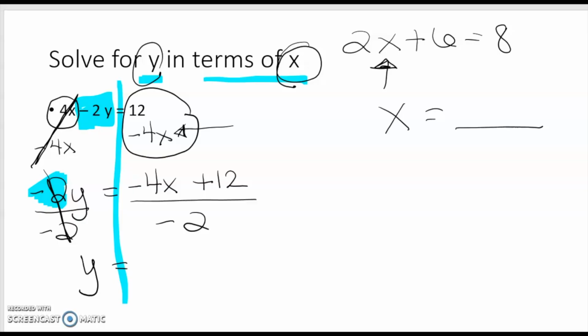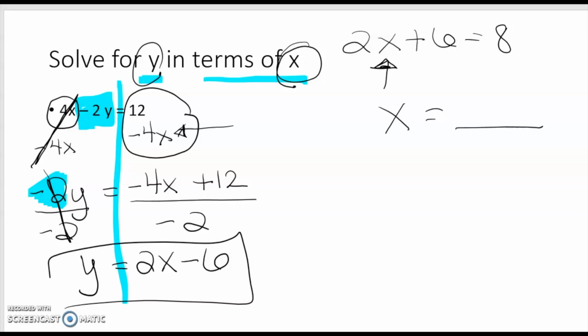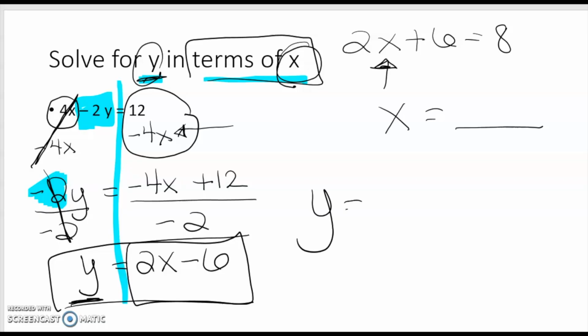So negative 4x divided by negative 2, and negative divided by negative is a positive. 4 divided by 2 is 2x. Positive 12 divided by negative 2 is negative 6. So this is our equation. Notice how we solved for y. Y is all by itself in terms of x. That just means the right side of the equation is going to have an x, and that's okay. So our equation is y equals 2x minus 6.